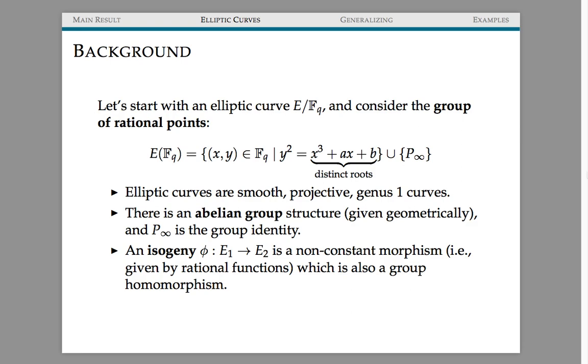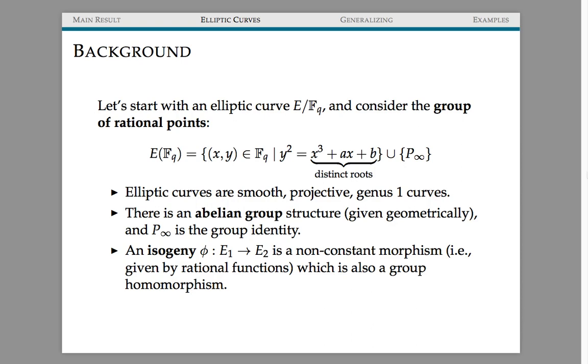So I'm going to take an elliptic curve over a finite field and think about the group of rational points. So these are the ways that I can solve this nice equation with elements from my finite field. And I have a point at infinity too. So elliptic curves are smooth, projective, genus 1 curves, which is a really nice geometry. There is an abelian group structure which is given geometrically on this curve, and this point at infinity is the group identity. And this is what makes elliptic curves special, is because they've got this geometry and the abelian group structure happening at the same time.